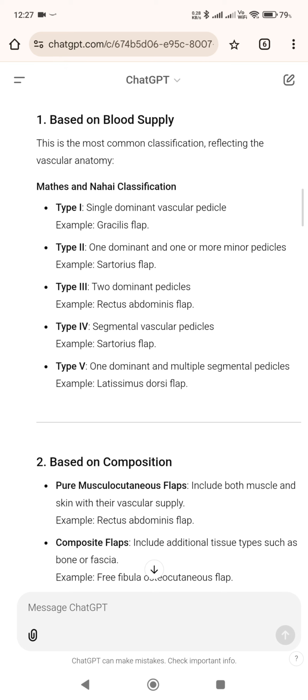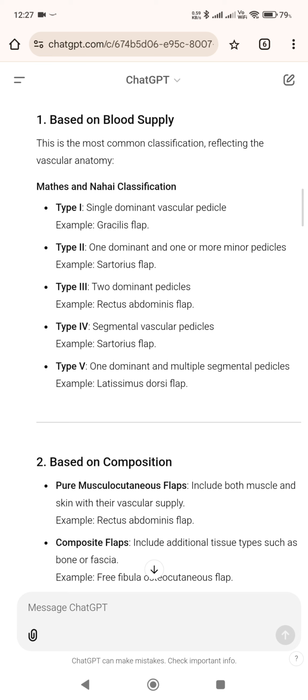Type 2, one dominant and one or more minor pedicles. Example, sartorius flap. Type 3, two dominant pedicles. Example, rectus abdominis flap. Type 4, segmental vascular pedicles. Example, sartorius flap. Type 5, one dominant and multiple segmental pedicles.